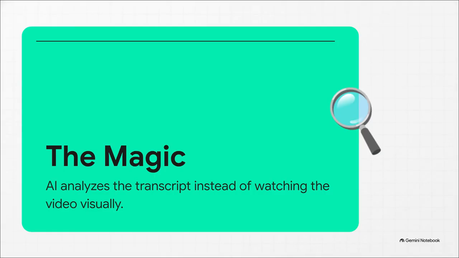Now, it's absolutely crucial to understand the magic happening under the hood here. The AI is not actually sitting there visually watching the video footage. What it's doing is extracting the text transcript and running deep language analysis on those exact words. That is exactly why it's so incredibly fast. It just strips away all the visual pacing, the intros, the filler, and gets right to the raw data.